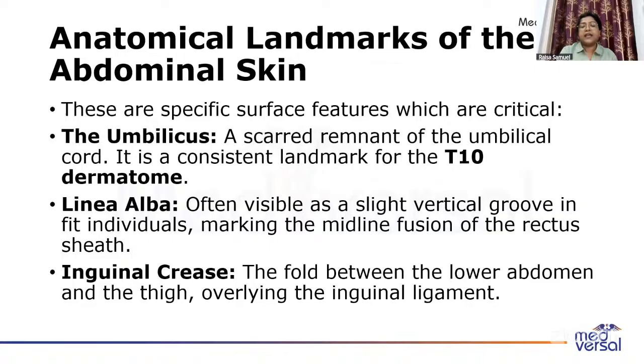So you can see a straight line, the linea alba, usually in fit individuals. This is marking the midline fusion of the rectus sheath. Then you see the inguinal crease, that is the fold between the lower abdomen and the thigh overlying the inguinal ligament, so on both sides you can see the inguinal crease.